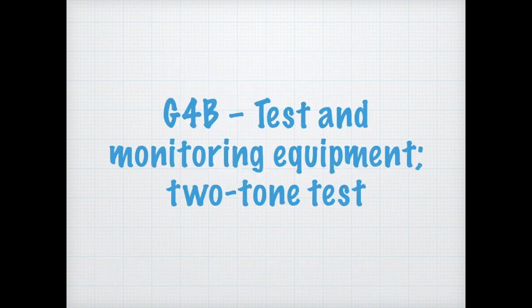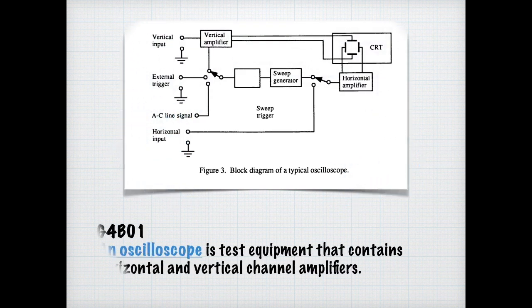And this brings us to the next section, test and monitoring equipment and two-tone tests. Here we have a block diagram of an oscilloscope. You notice that there's a vertical and a horizontal amplifier, as well as a CRT or cathode ray tube. For the exam, you need to know that an oscilloscope is a piece of test equipment that contains horizontal and vertical channel amplifiers.